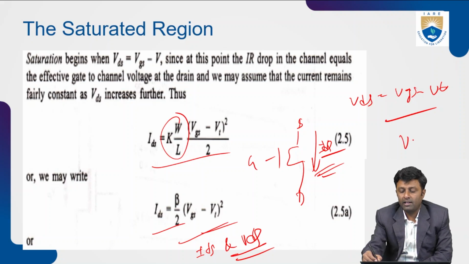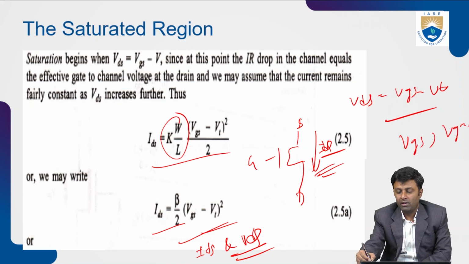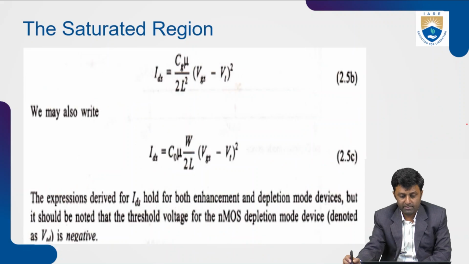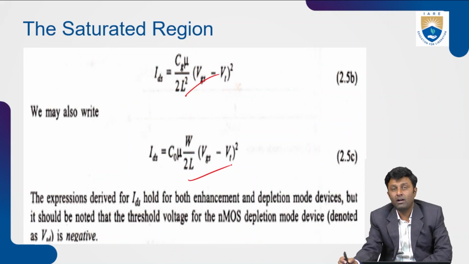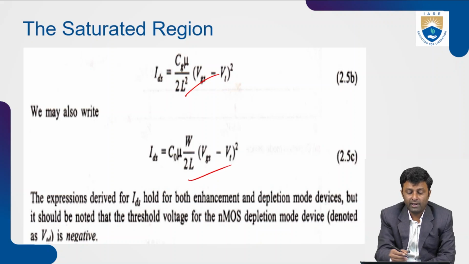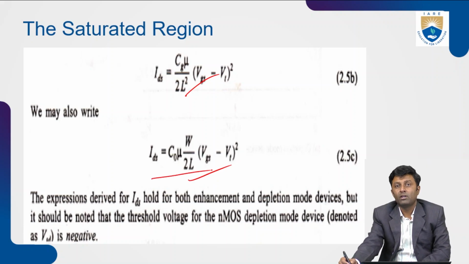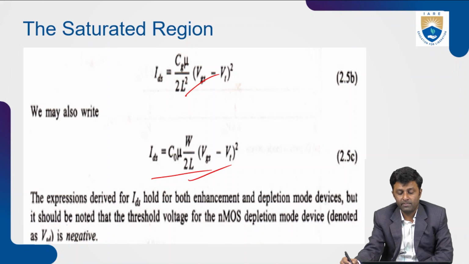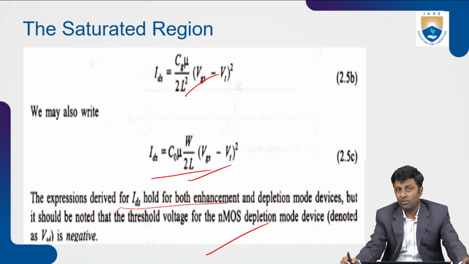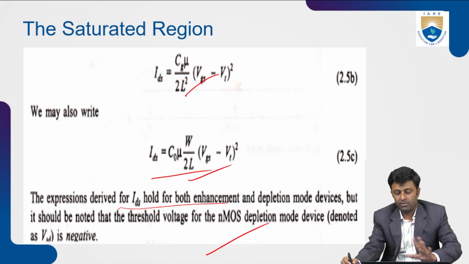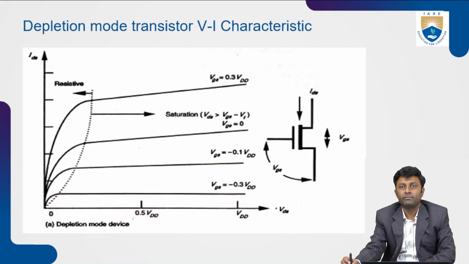The VGS is greater than VGS minus VT, or greater than the threshold voltage. Again, we can substitute the value of the capacitance. So finally we can write it as IDS equals C naught mu W by 2L times (VGS minus VT) whole square. This is the final equation. As the expression is written, the IDS holds for both the enhancement and depletion type transistor. So for both transistors it is the same.